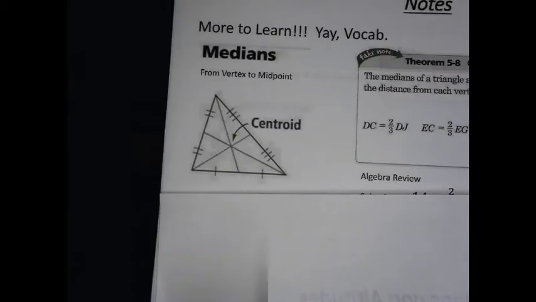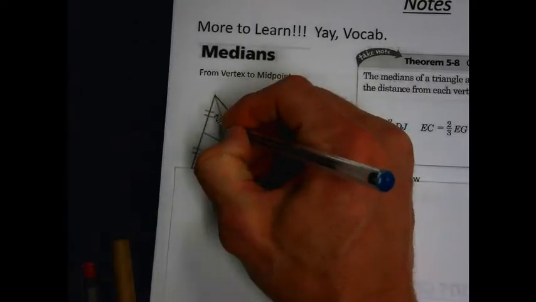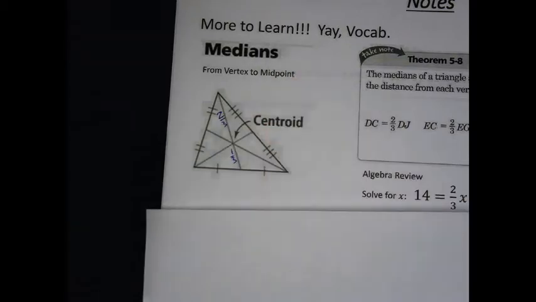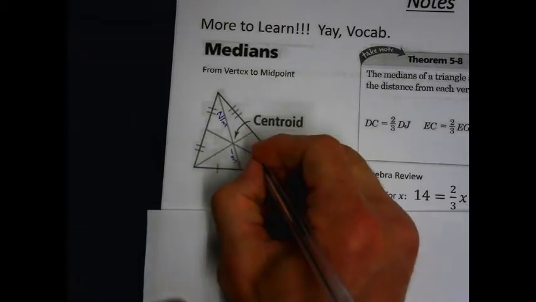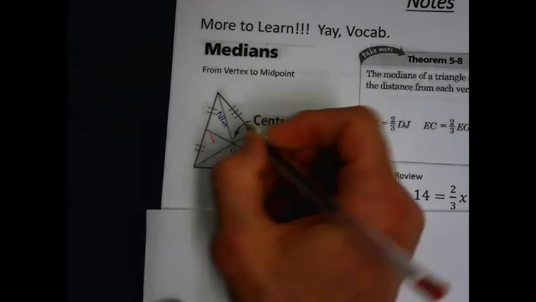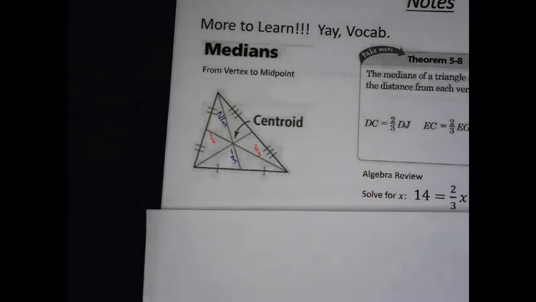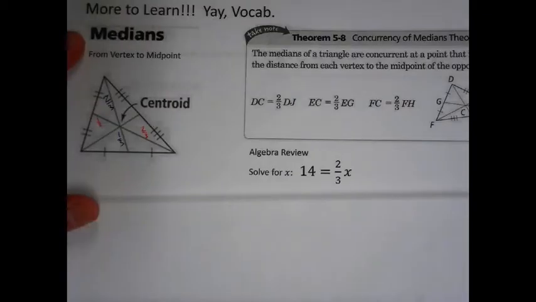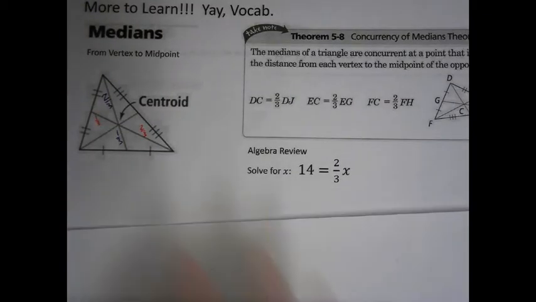So again, 2/3 there, 1/3 there. That's what a centroid does. That is a very, very important note. Now, with that comes some algebra review. I'll show you this once, and then we'll go over easier ways to handle this later.